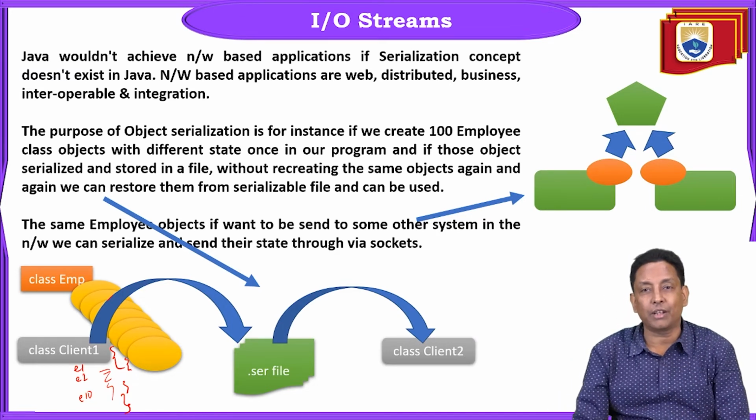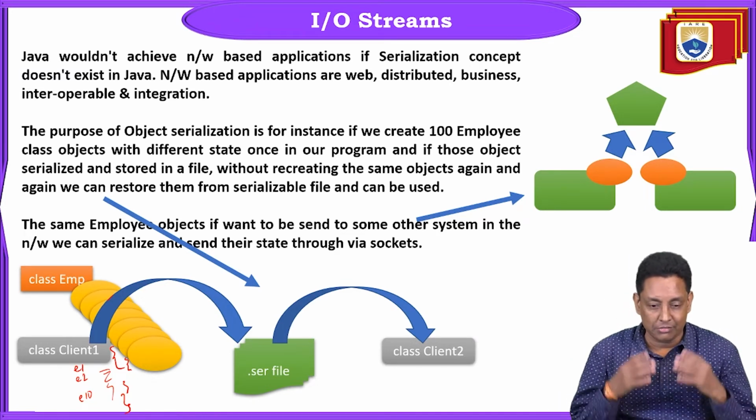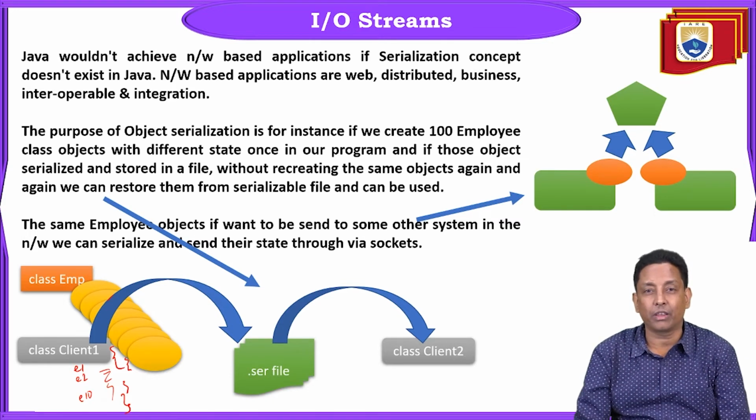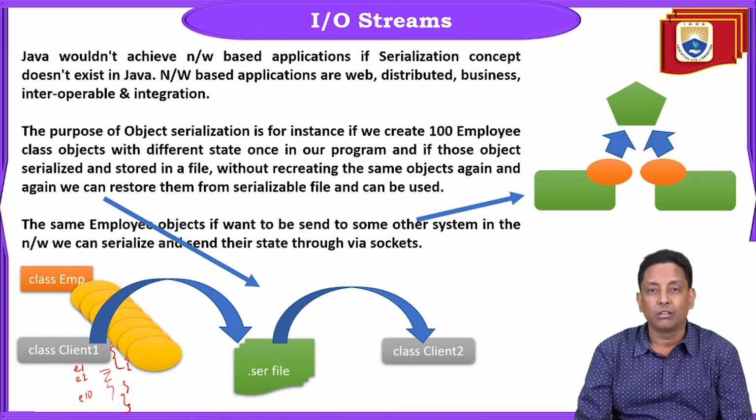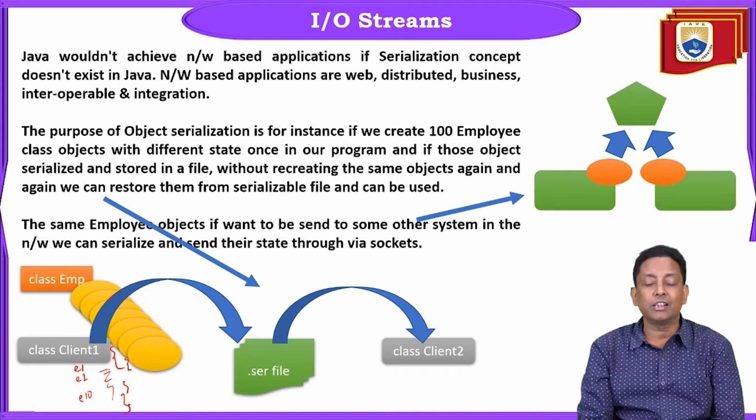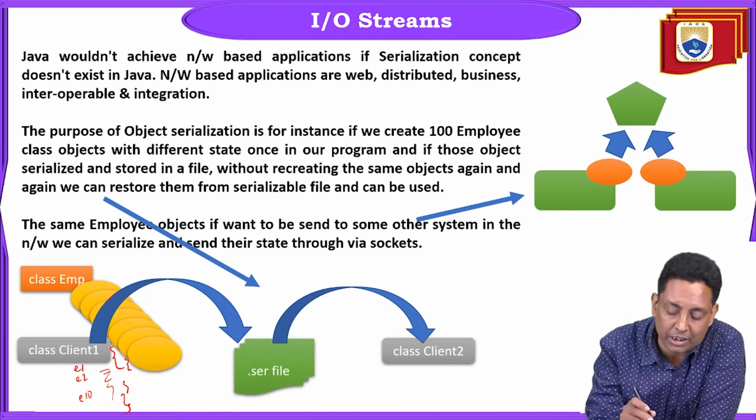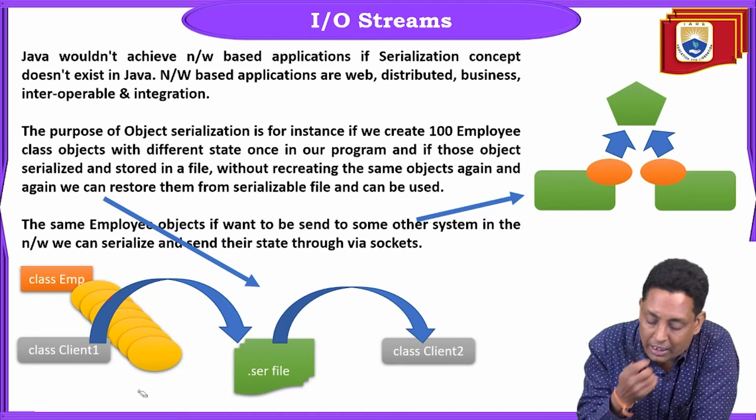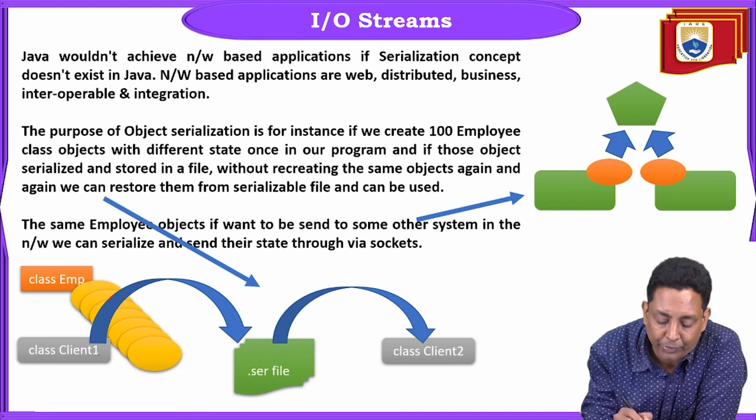So writing and reading from the hard disk doesn't increase the network load or database load, or doesn't impact the performance. So in such cases, we can use this object serialization. So what you do is you create 10 employee objects or 100 employee objects.